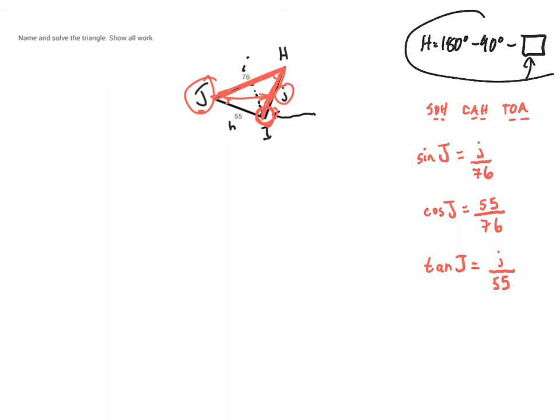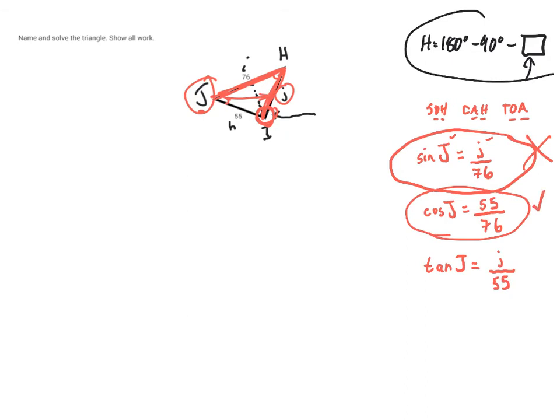Now let's look through these equations and make sure we have one with only one variable. Here we have big J and little j, too many variables. Here we have big J. Oh, we only have big J. This is good. Here, big J and little j, too many variables. So we definitely are going to use the cosine, and it's going to help us find J.